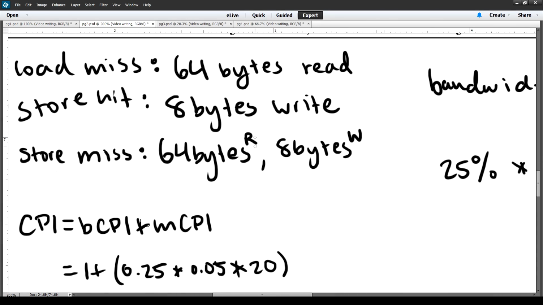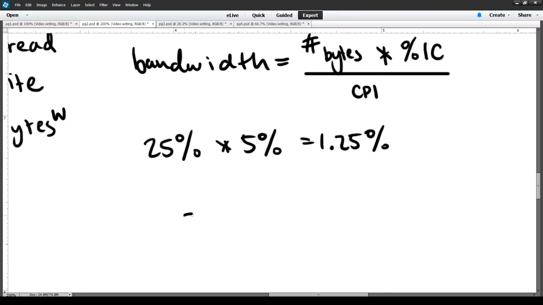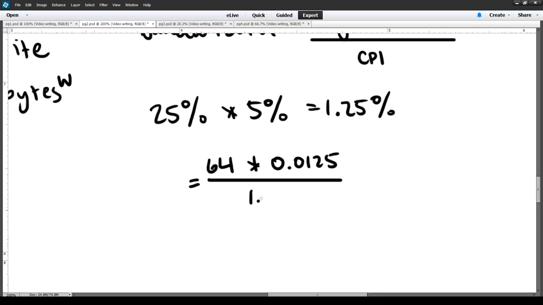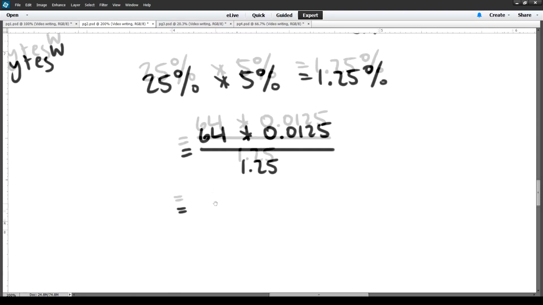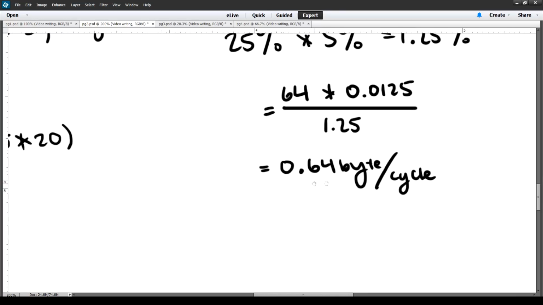We also can see that it's always 64 bytes being read, and we know what the CPI is. So let's plug all this in. And for read bandwidth, we're getting 64 bytes times what we found up here, the 1.25%. And I'll just go ahead and change this to 0.0125. And we're going to divide this by the CPI that we found, which is 1.25. This will come out to 0.64 bytes per cycle. I cannot spell. So this is the read bandwidth.